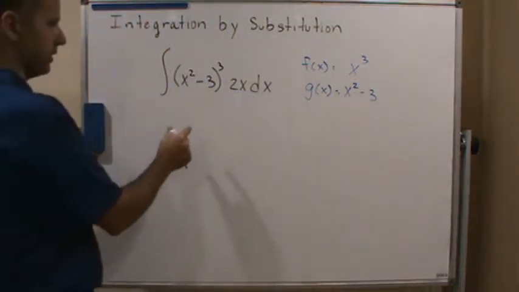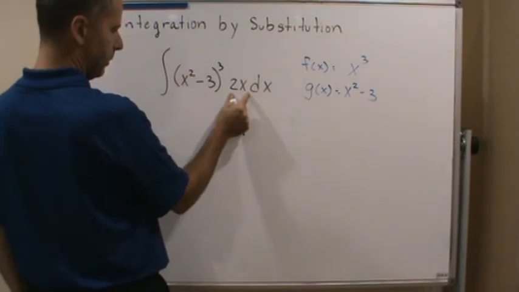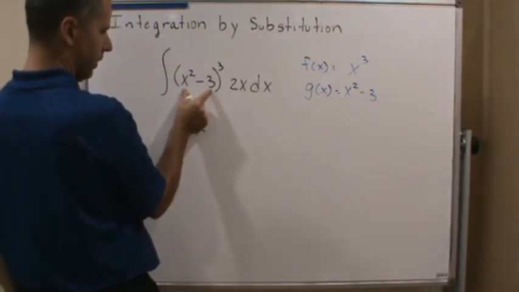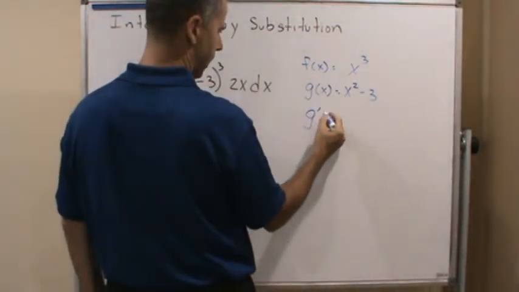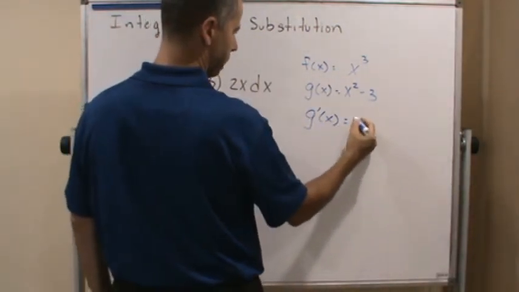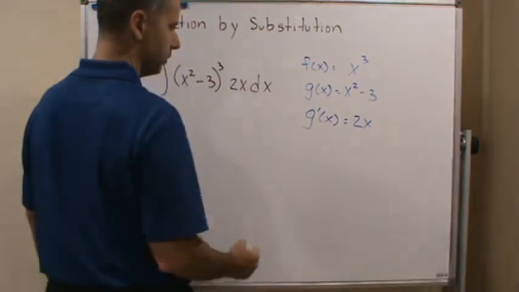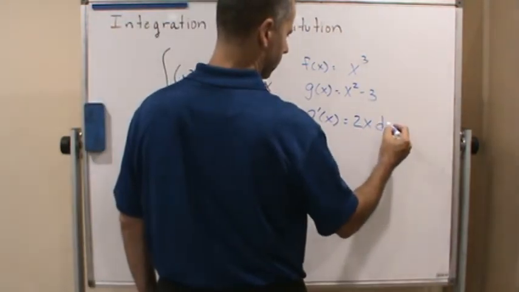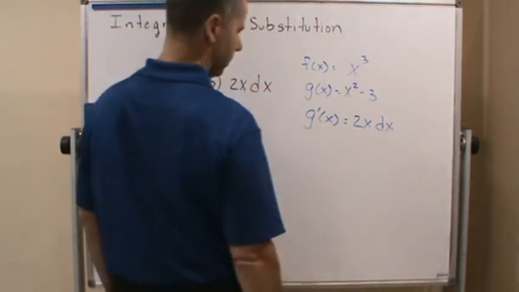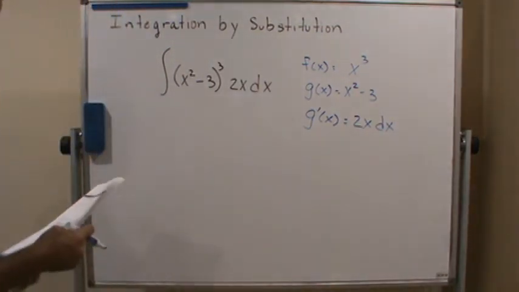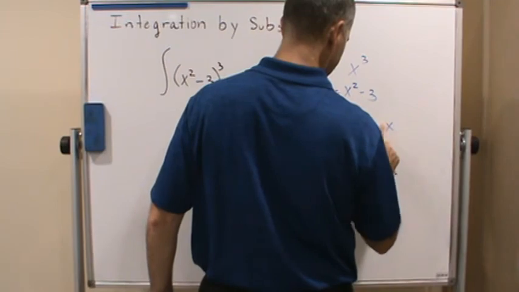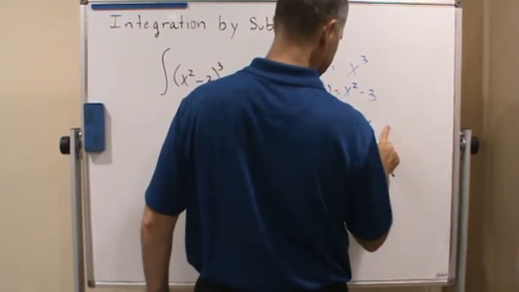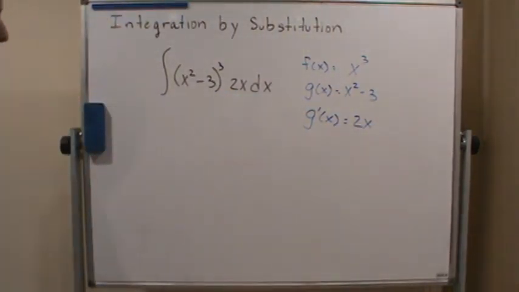And then you also notice that this piece here is the derivative of this piece. So we can say g prime of x is equal to 2x dx, or actually just 2x. We'll get to that.